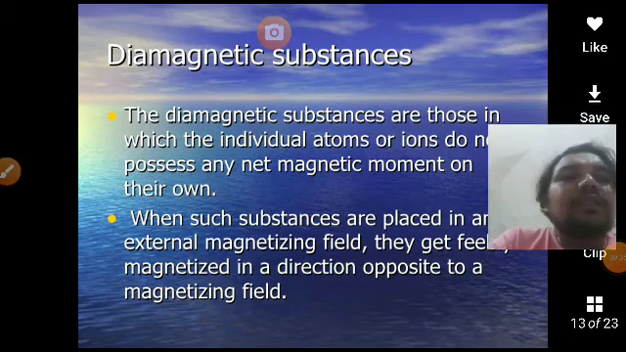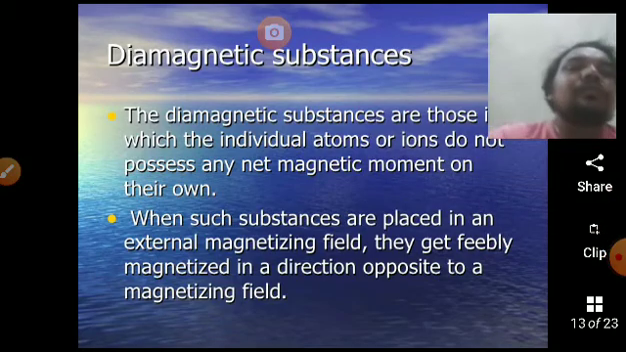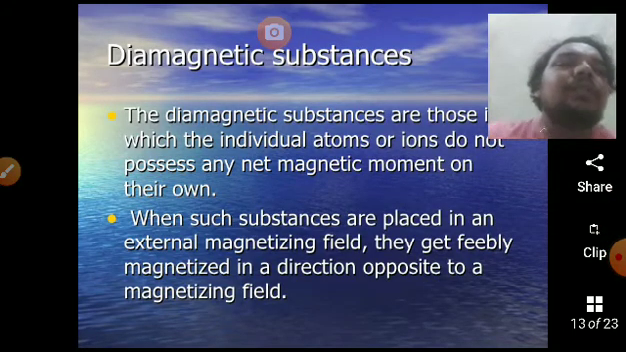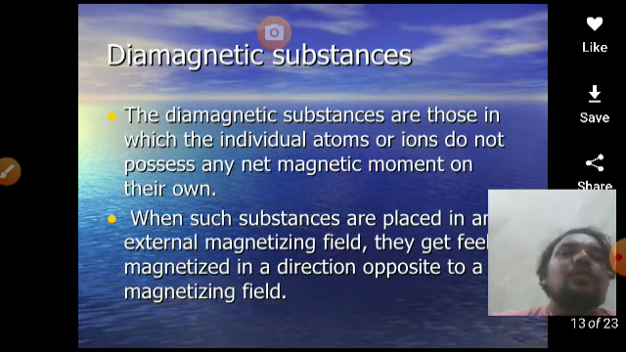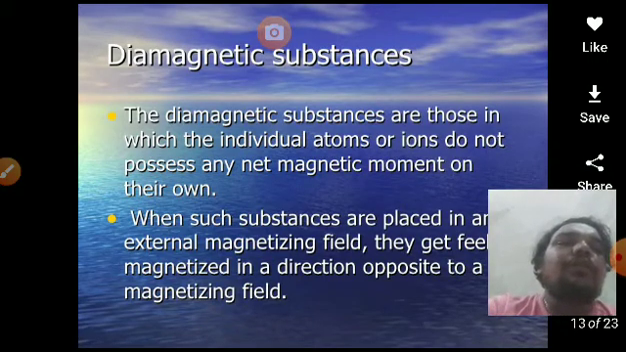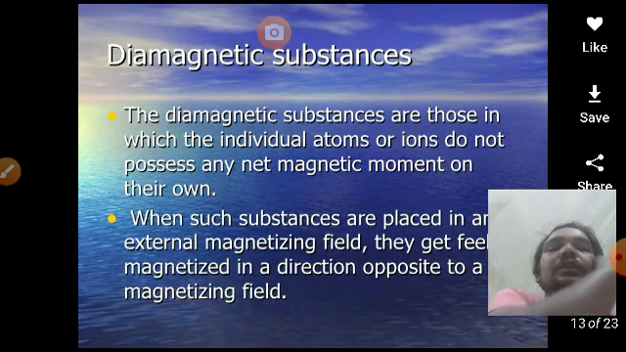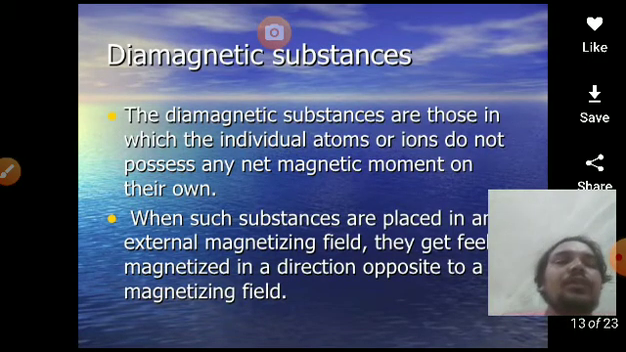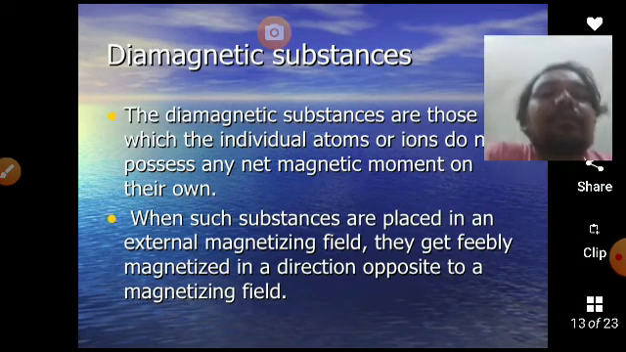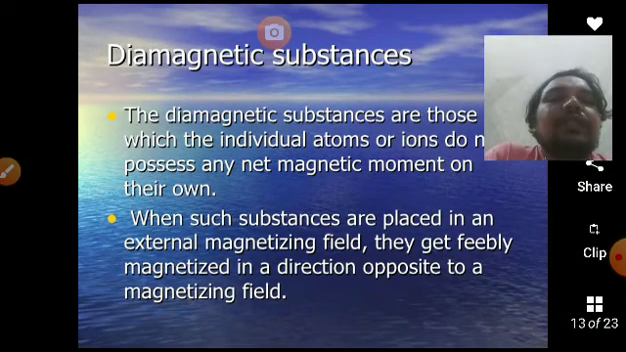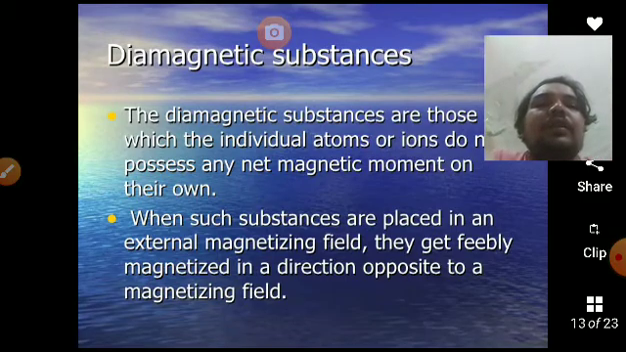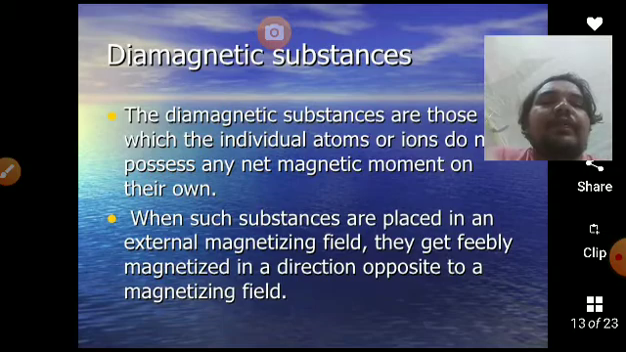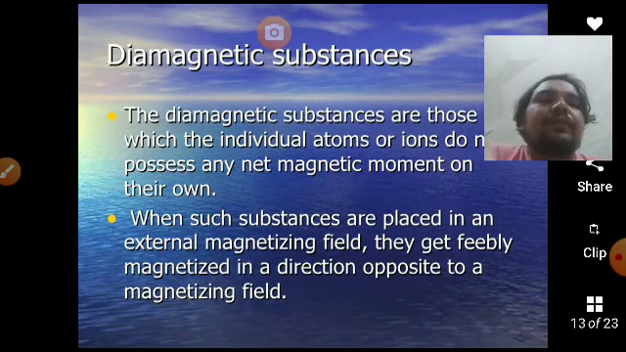Diamagnetic substance. The diamagnetic substances are those in which the individual atoms do not possess any net magnetic moment on their own. When such substances are placed in an external magnetic field, they get magnetized in a direction opposite to the magnetic field.